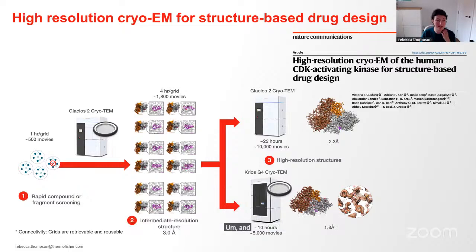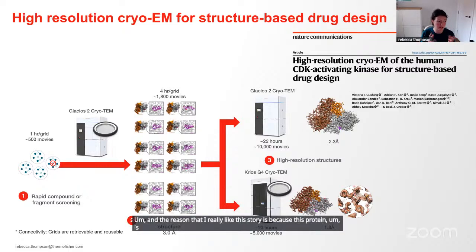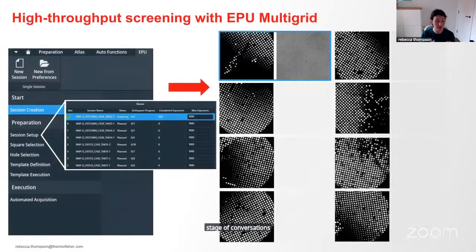And the reason that I really like this story is because this protein is not easy. It's not an easy target in any way, shape, or form. And by other techniques, this project was not tractable. But using cryo-electron microscopy, they were able to generate these beautiful structures and make this a meaningful target for the next stage of conversations.